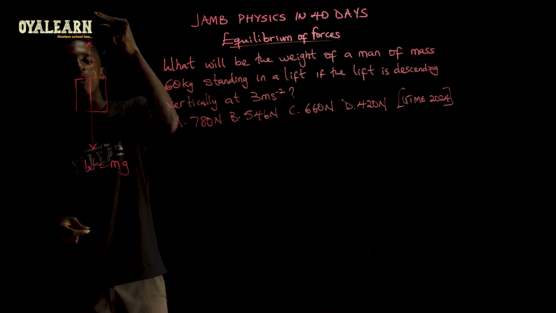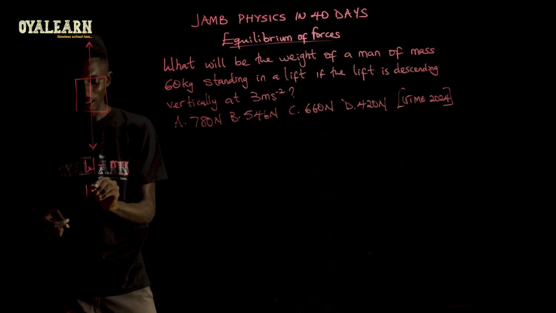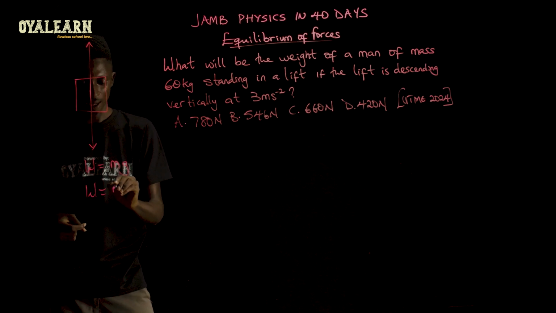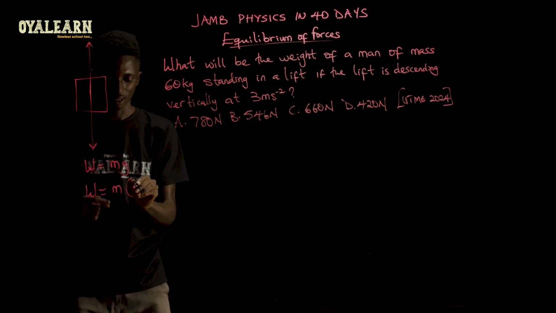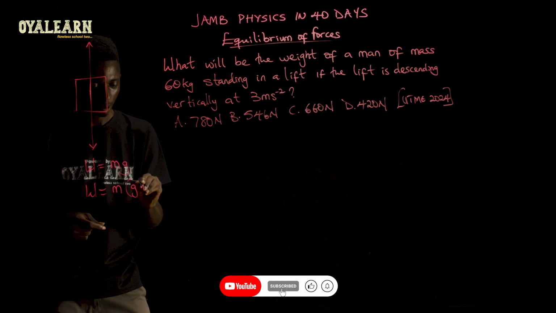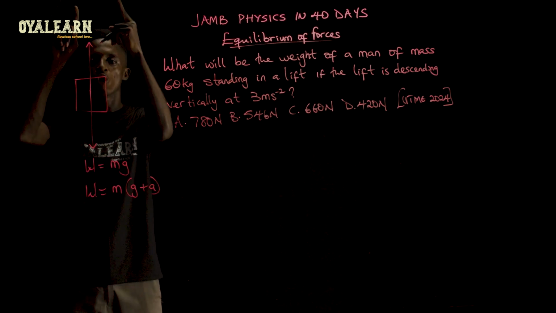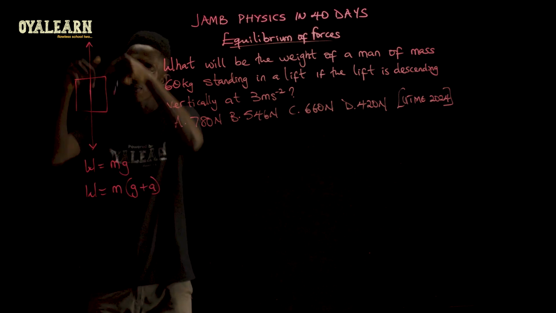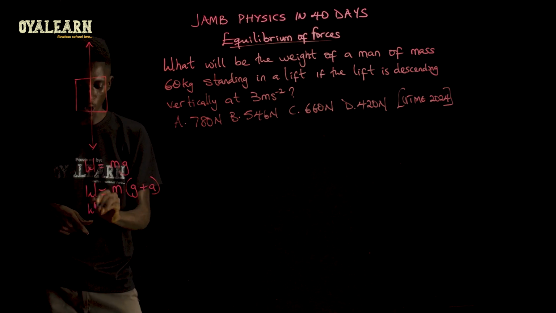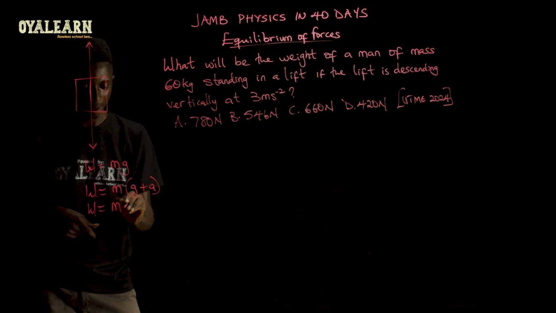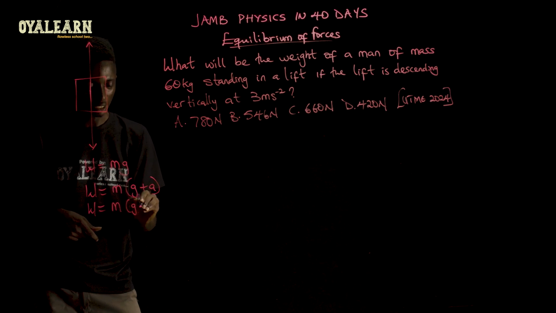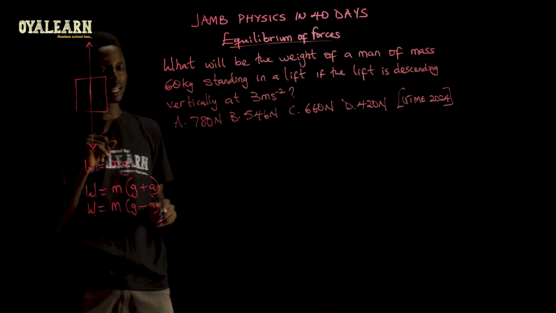When you are moving upward against gravity, the W becomes mass times G plus the acceleration at which the lift is going up. And when the lift is coming down, it becomes W equals M into G minus A. So take note of that.